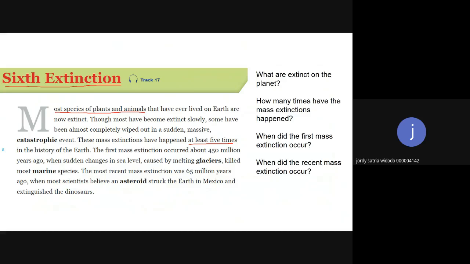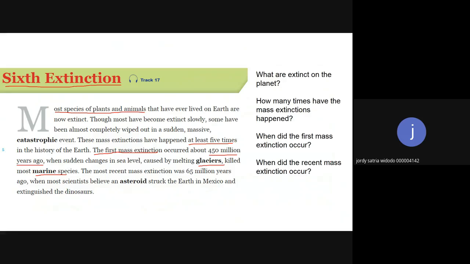The first mass extinction occurred about 450 million years ago. So we have also answered number three. This is the first mass extinction, when sudden changes in sea level, so these are natural changes, caused the mass extinction 450 million years ago, caused by melting glaciers. It killed most marine species. So most marine species were killed due to the melting glaciers and then the changes in sea level.